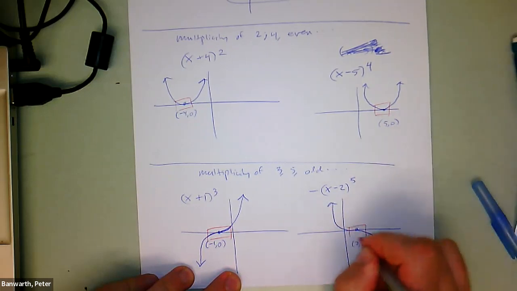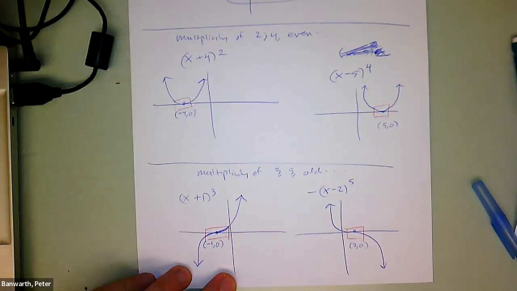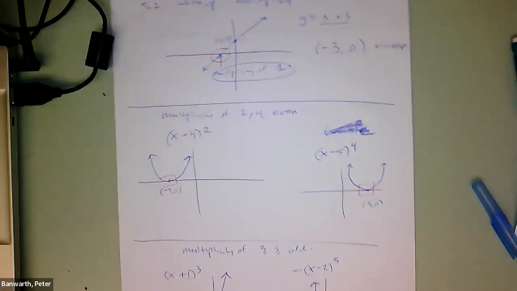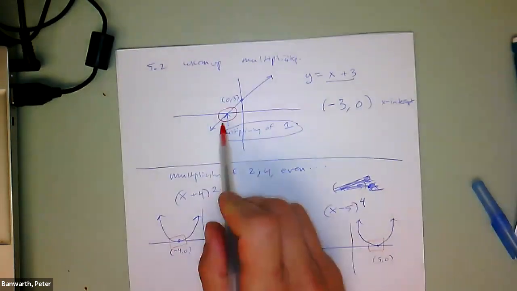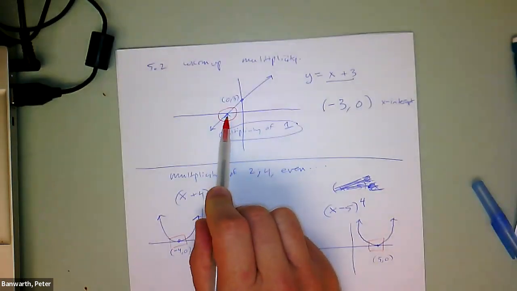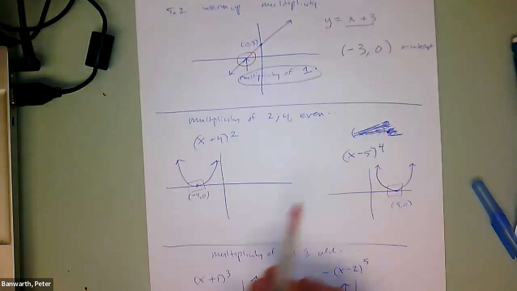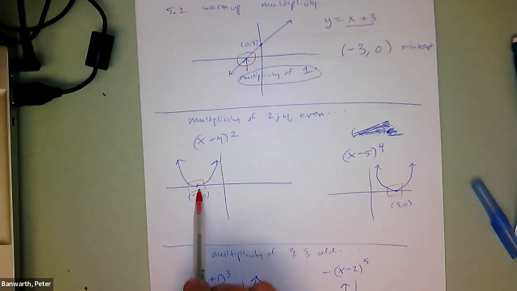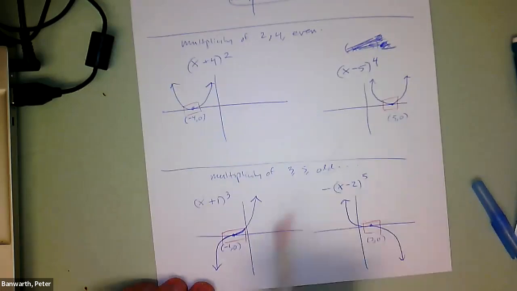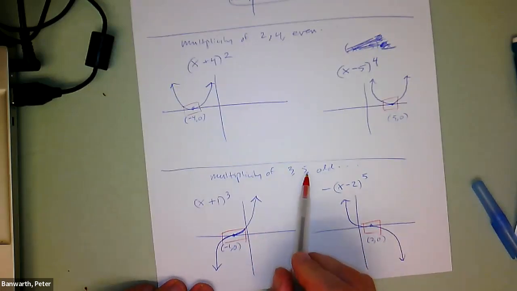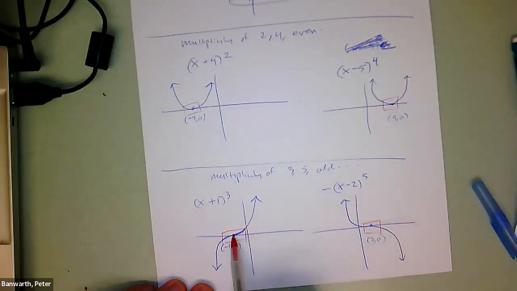And so when you zoom in, you can still tell that it's flattening out. So those are the 3 types of multiplicities we're going to be concerned with. We're going to be concerned with ones that have a multiplicity of 1, so it looks totally straight or mostly straight as it crosses. An even multiplicity, so it looks like a quadratic and bounces off. Or an odd multiplicity of 3 or greater, so it looks like a cubic as it kind of goes up.